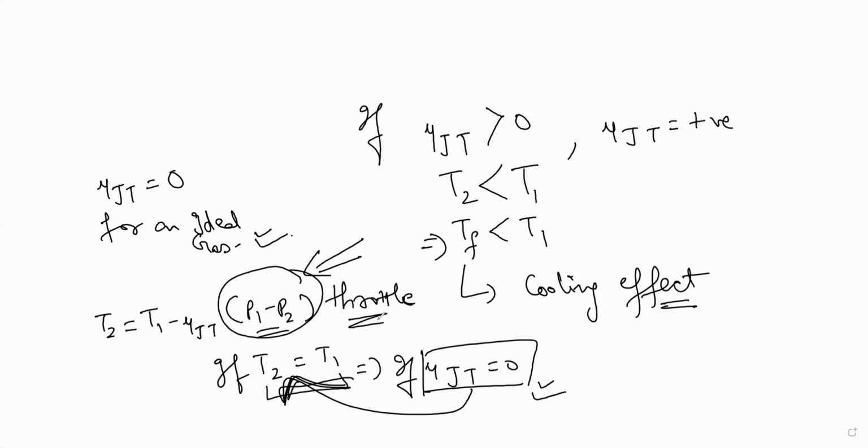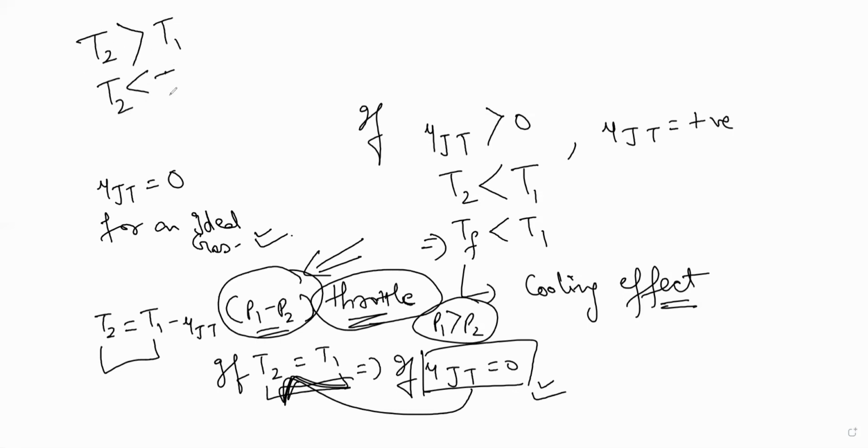But yes, since the throttle that has been used reduces the pressure, P1 will be greater than P2 and temperature changes will be calculated. So temperature changes can be higher also and they can be lower also. So if T2 is less, then the final temperature is lesser, it will show a cooling effect. And if T2 is higher, then the final temperature is greater, it will show a heating effect.